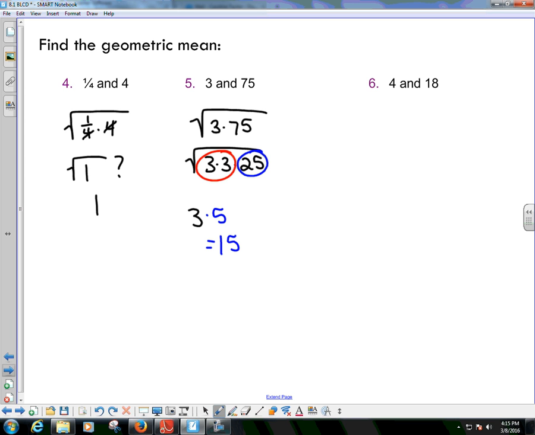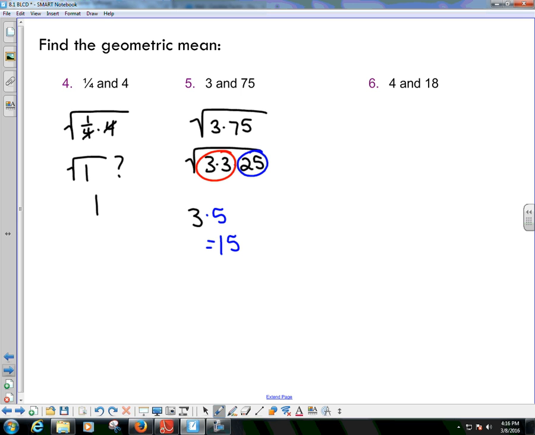Now you can go to your calculator, you can plug in 3 times 75, get 225, and hit the square root button. But when we're talking about simplifying square roots, we need to remember that this calculator isn't going to give us the simplest radical form.